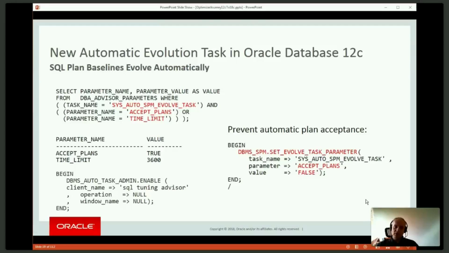So if you're used to using SPM in that manner, where you're controlling individual SQL statements and how evolution works, then bear in mind that the auto task will do something different if you go from, say, 11g to 12c. Okay.